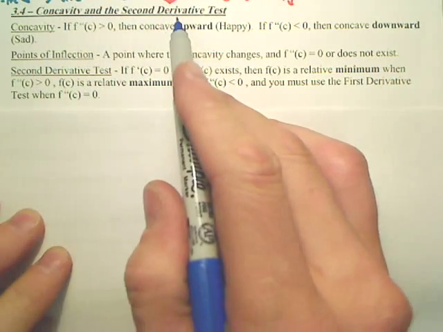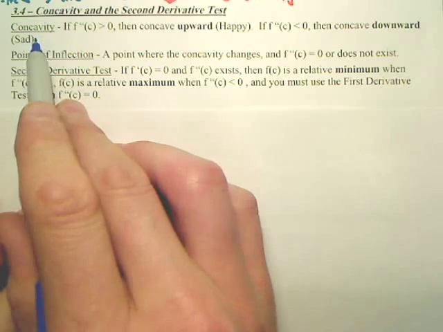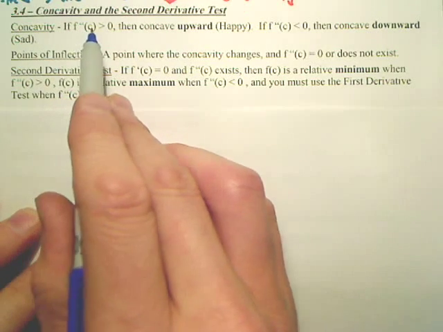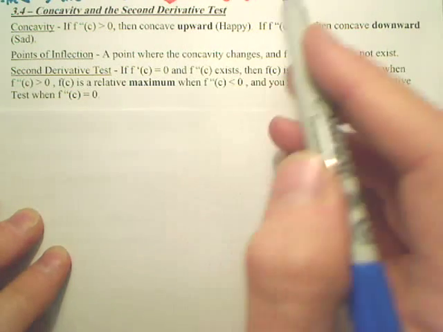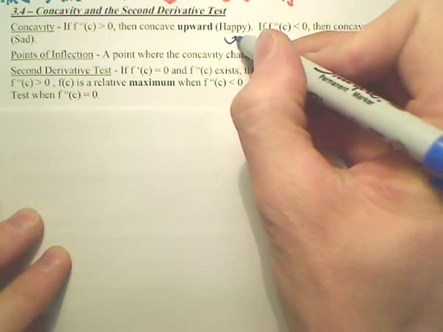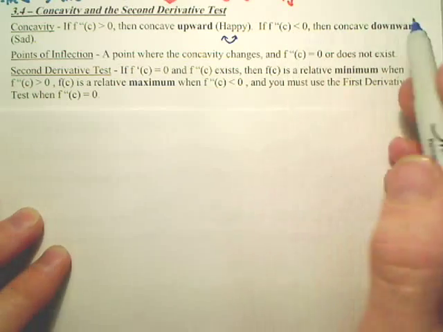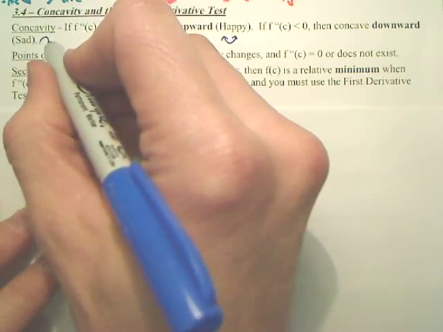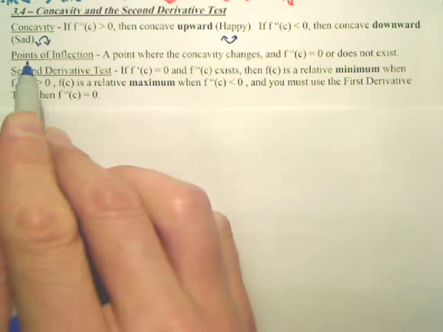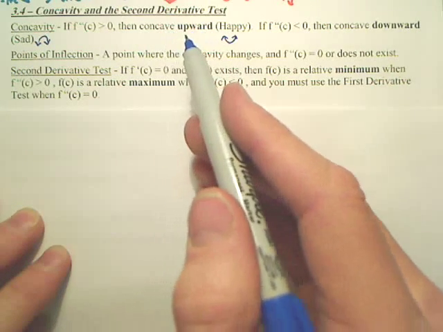3.4, concavity and the second derivative test. Concavity: if your second derivative is greater than 0, it's upward, happy. If your second derivative is less than 0, it's downward, sad. It's a good little smile or frown. It shows you what it means.